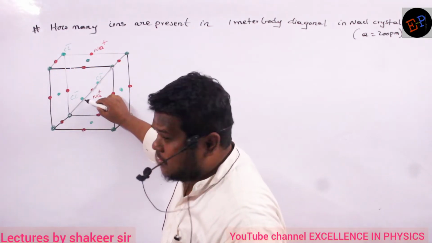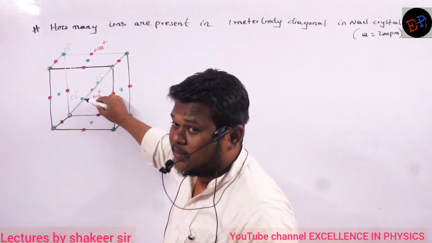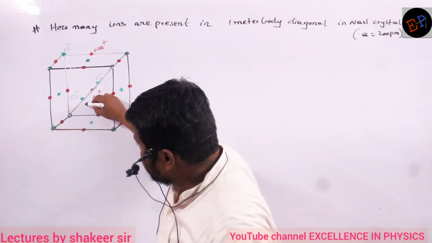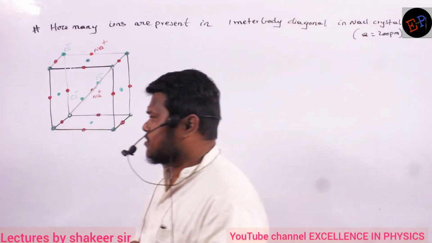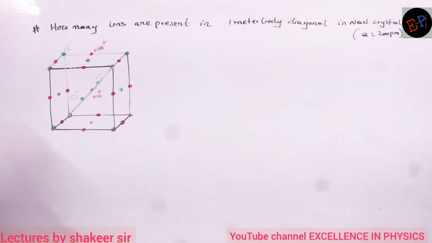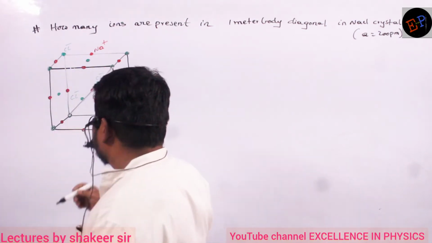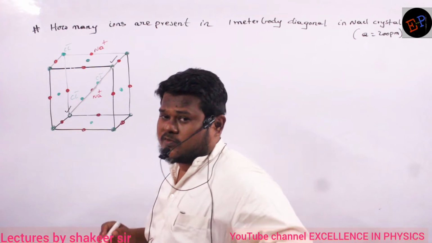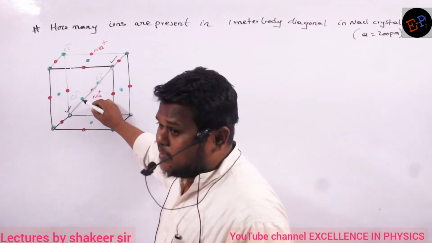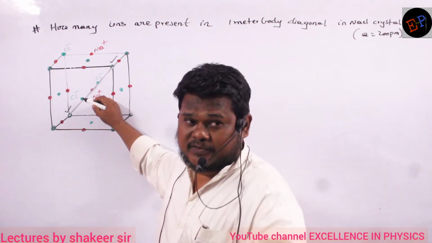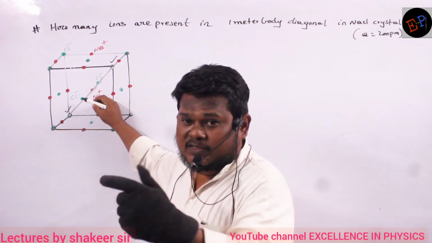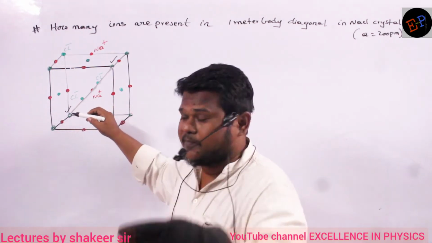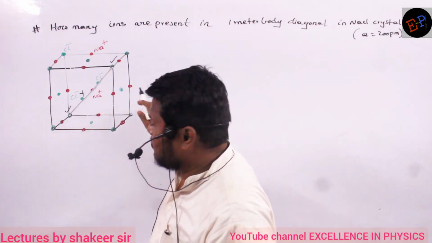What about this Cl minus? Those are on the face side. Will it touch? This Cl minus cannot be touched. Are you able to understand, ma? Okay. So this Cl minus will touch this body diagonal. This Cl minus also will touch. But this Cl minus is present at the center of the face. It is not at the middle of this unit cell. It is present on the face. So therefore this Cl minus cannot be touched.